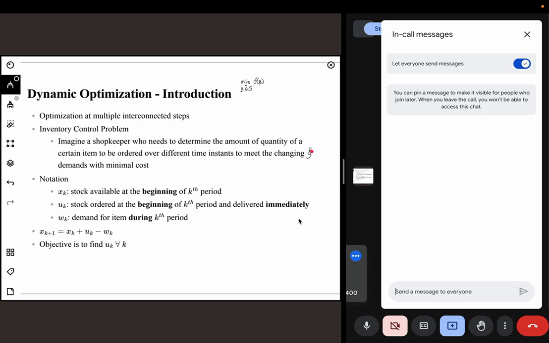Changing and often unknown demands with the minimal cost. So we want to minimize our total cost, where this total cost will essentially include two costs. One is the inventory cost, or basically let me call it holding cost, and purchasing cost.